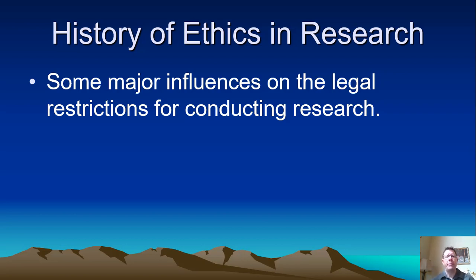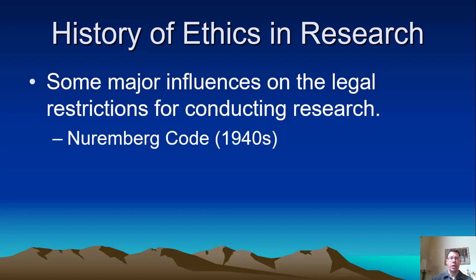So, some of the major influences on the legal restrictions currently for conducting research: some of the earliest restrictions go back to something called the Nuremberg Code. And this goes back to the 1940s. The Nuremberg Code was a set of guidelines set out for researchers, especially medical researchers. And this grew out of the Nuremberg trials.